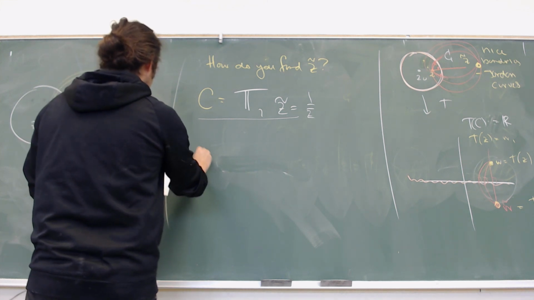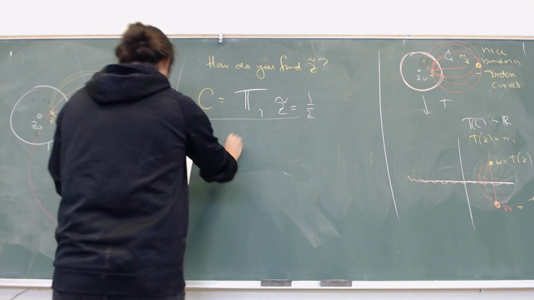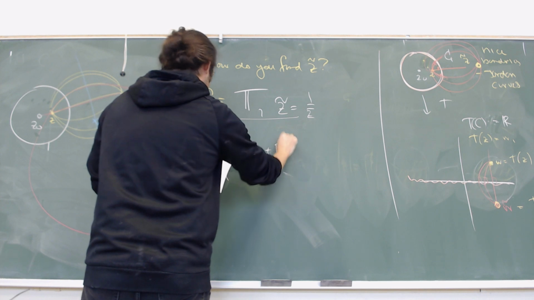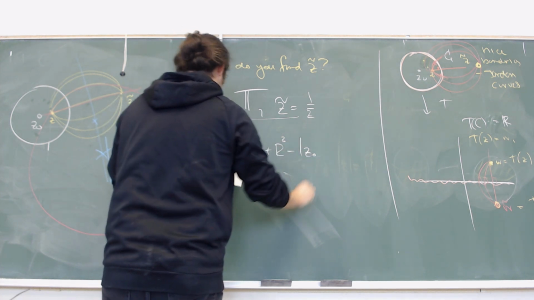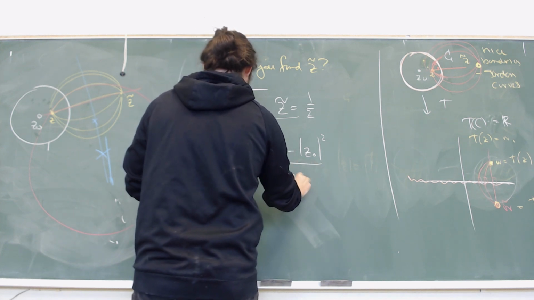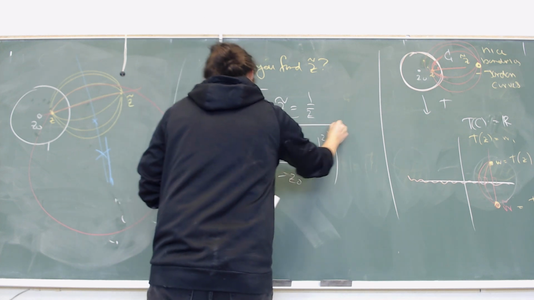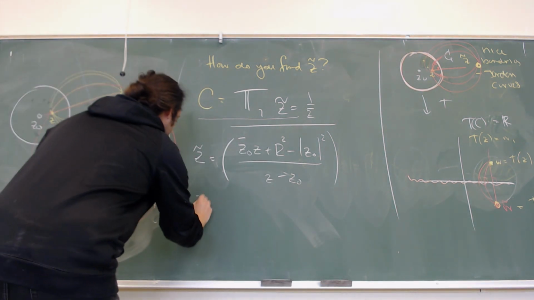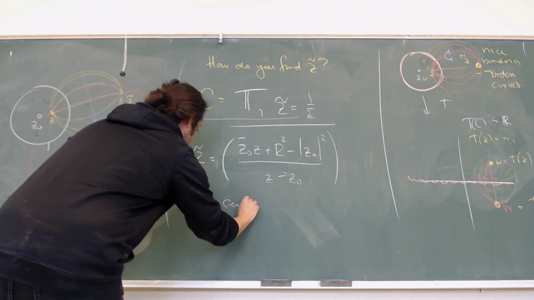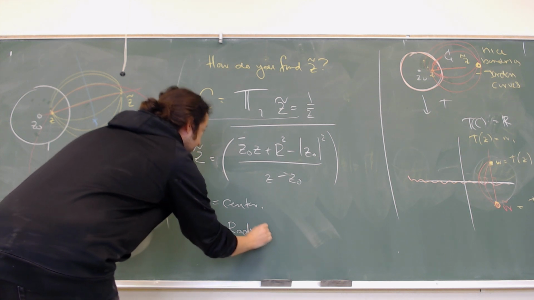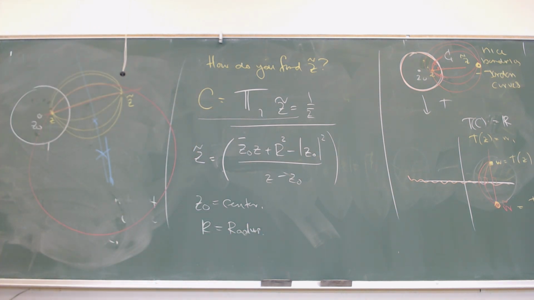Okay, z tilde is equal to z naught bar z plus r squared minus modulus of z naught squared over z minus z naught all bar, where z naught is the center, r is the radius. If C is a line, it's just the reflection across, like perpendicular reflection across the line.